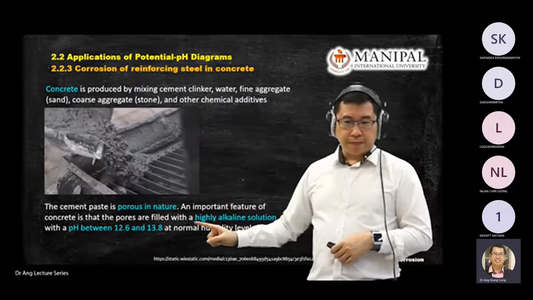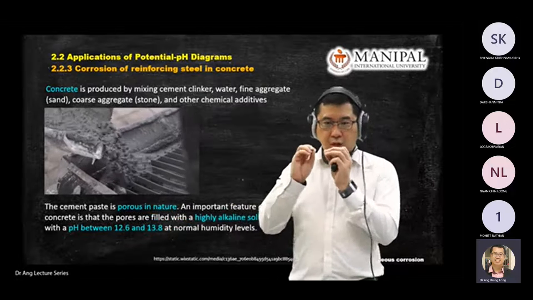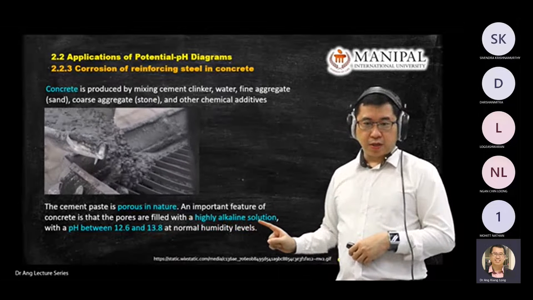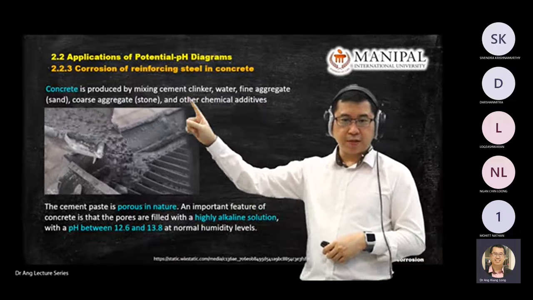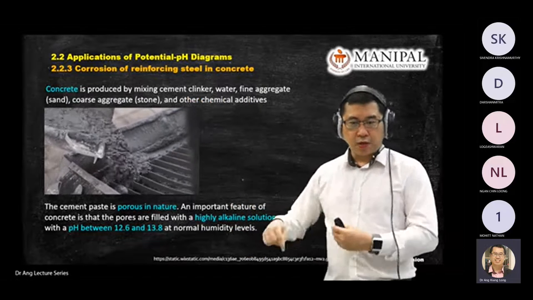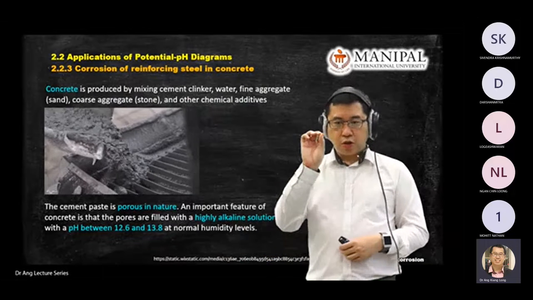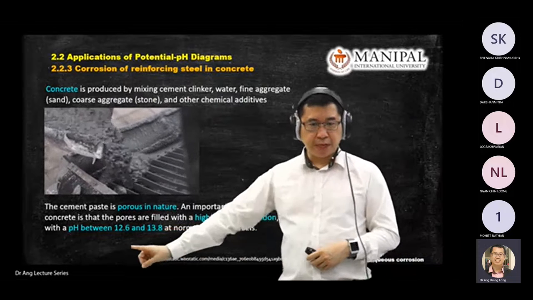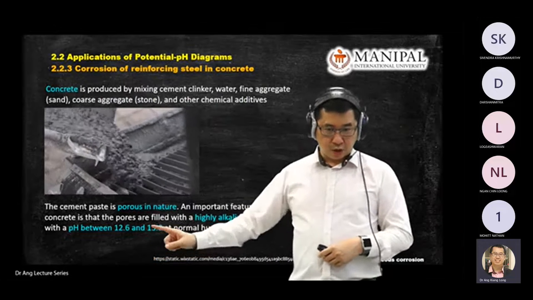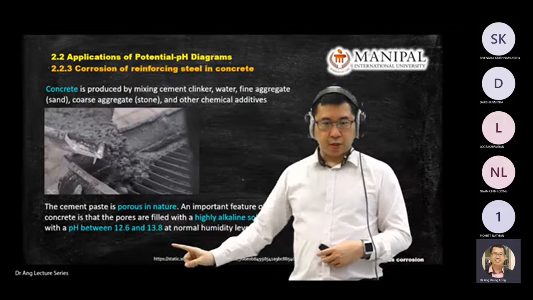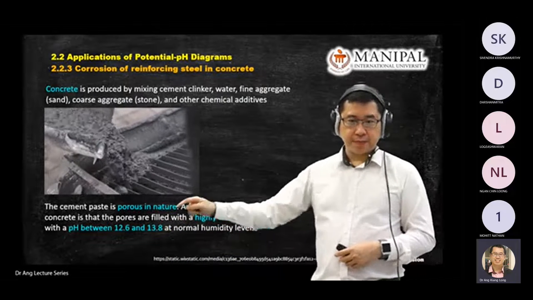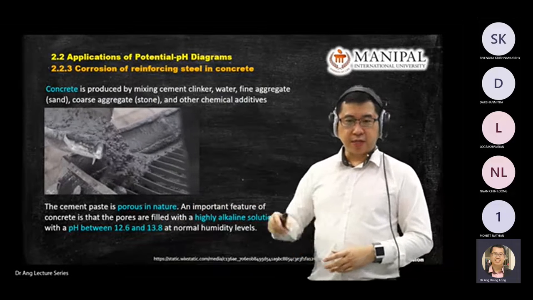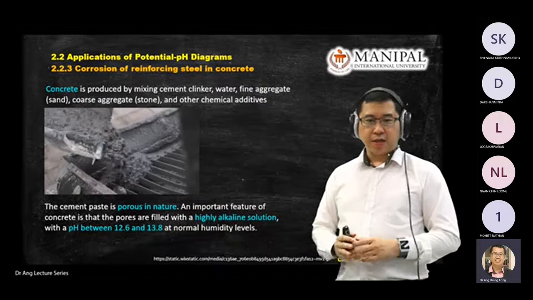So what happened to all these little holes in the cement? They were filled with alkali solution, because you mix with other chemical components inside the powder. When it hardened, all these small holes, these pores, will fill with alkali solution. The pH value will be around 12 to 13, or 12 to 14. Okay, so when you have this environment, then you are preparing for corrosion to happen. So this is the environment of the reinforced steel.